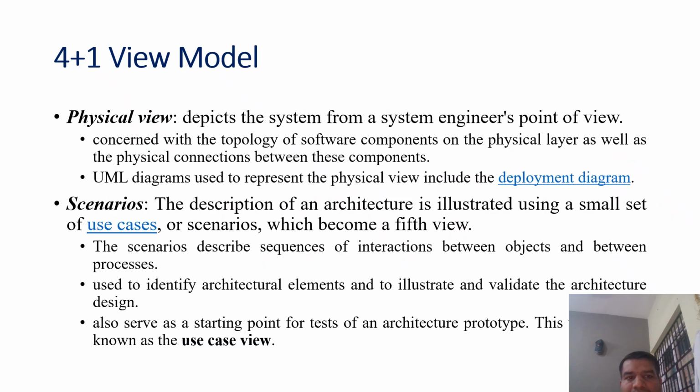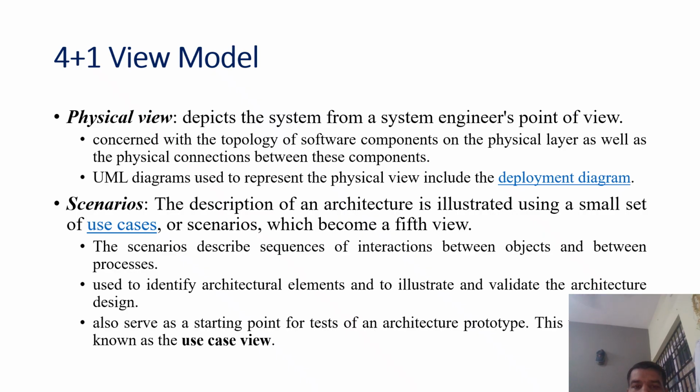Next one is the physical view, which depicts the system from a system engineer's point of view. It is also concerned with the topology of software components on the physical layer as well as the physical connections between these components. The UML diagram used to represent the physical view is the deployment diagram.